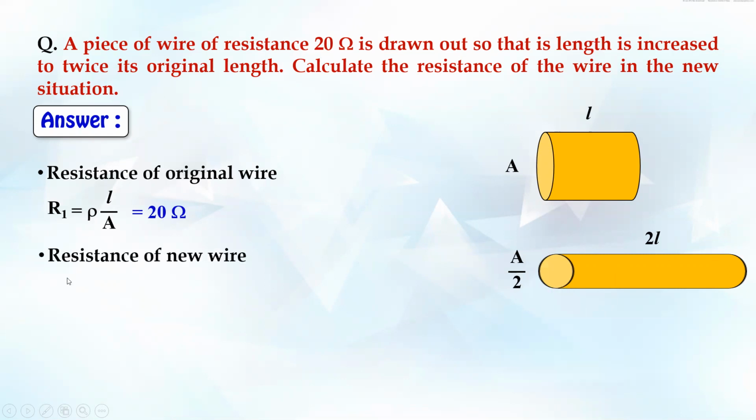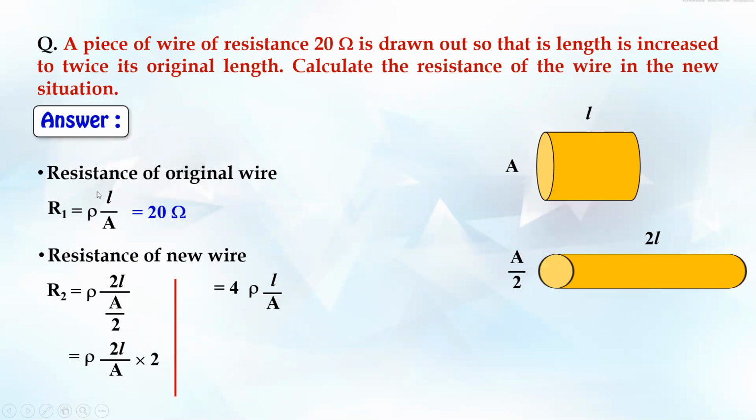I'll take the second wire, the new wire, as R2, which is again rho L upon A, but in place of L it becomes 2L, and in place of A it becomes A/2. This goes in the numerator, then it becomes 4 of rho L upon A, isn't it? And we know rho L upon A is nothing but R1. So R1 is 20, right? So 4 into 20 gives me the answer, 80 ohms. So that's how it is done.